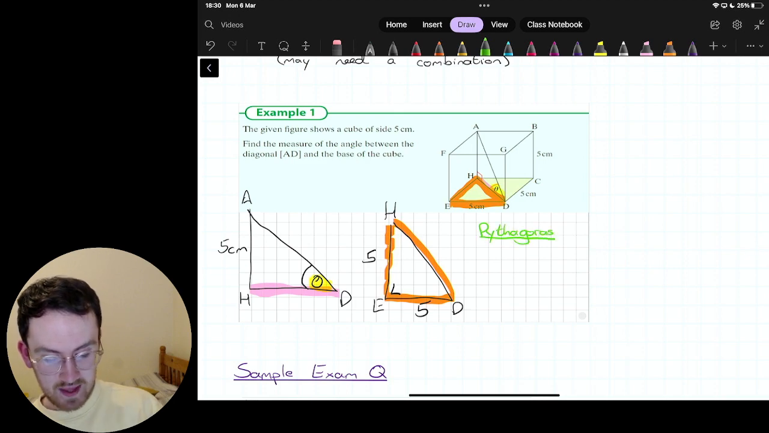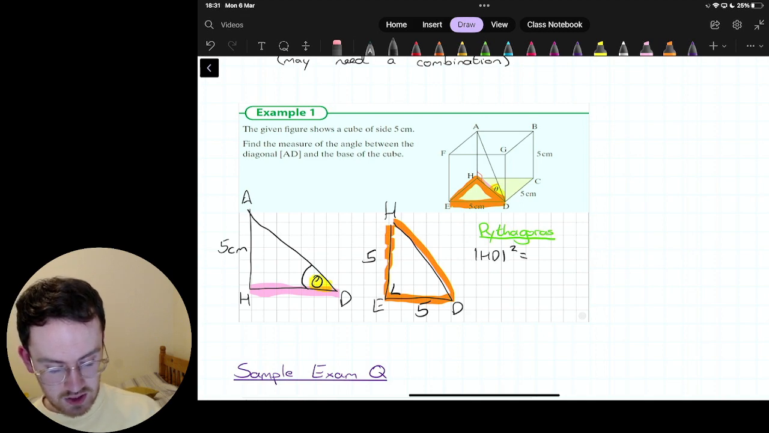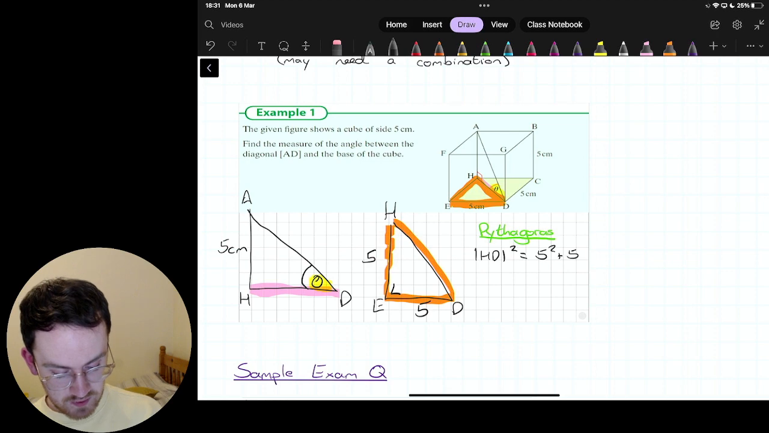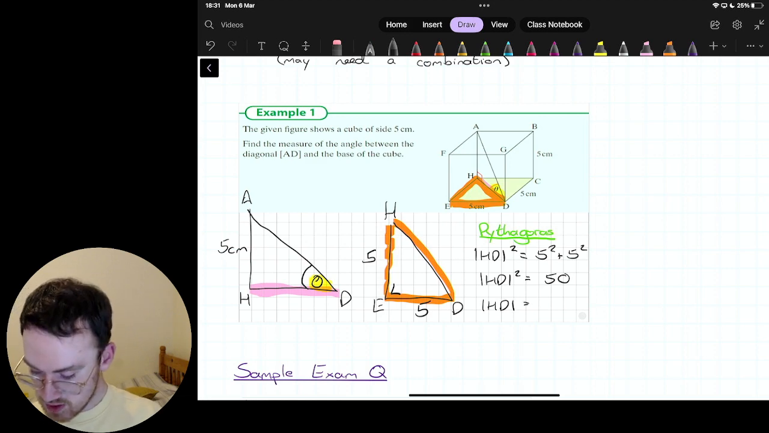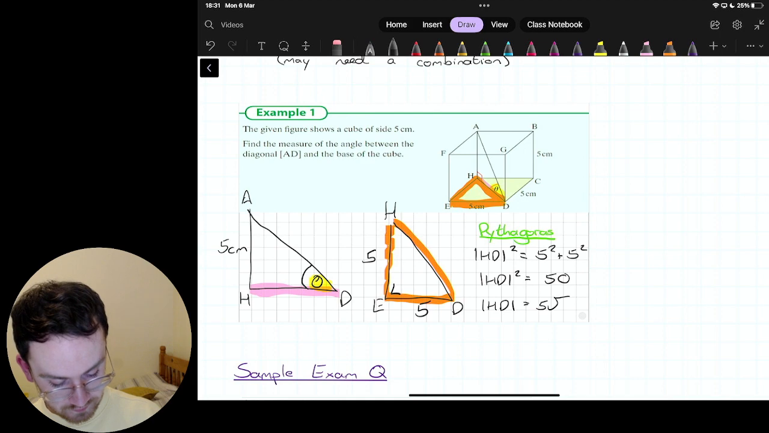So if I use Pythagoras' theorem, I could find out what HD is. HD squared is 5 squared plus 5 squared. So HD squared is equal to 50 altogether. So HD is the square root of 50, which is 5 root 2.